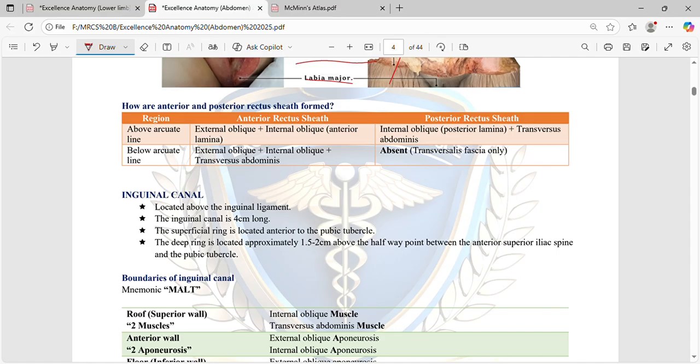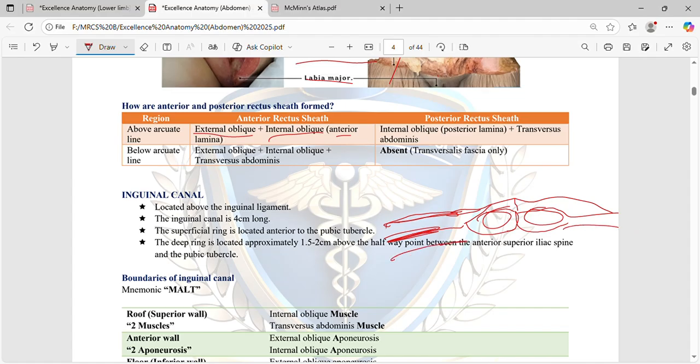Above the arcuate line we have the external oblique and the internal oblique, anterior layer only, because it splits. For example, this is your external oblique, here is your rectus abdominis. Your external oblique will go in front. Here is the linea alba. The internal oblique splits into two, one anterior layer and one posterior layer. The anterior layer goes anteriorly and the posterior layer goes posteriorly. Then we have the transversus abdominis posteriorly, and then the transversalis fascia. So this is above the arcuate line.